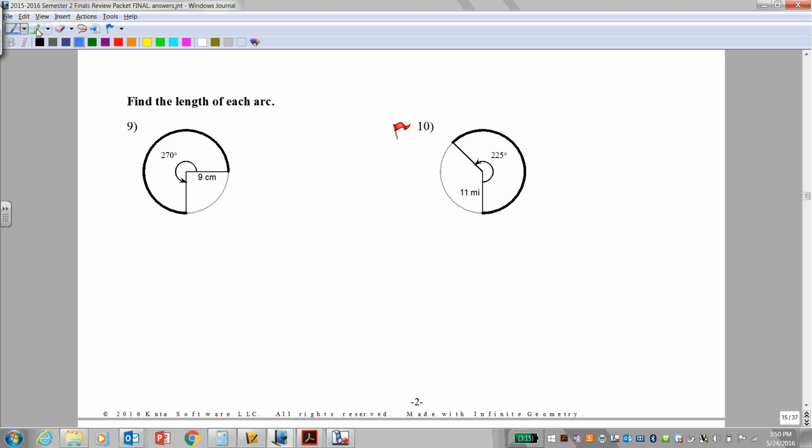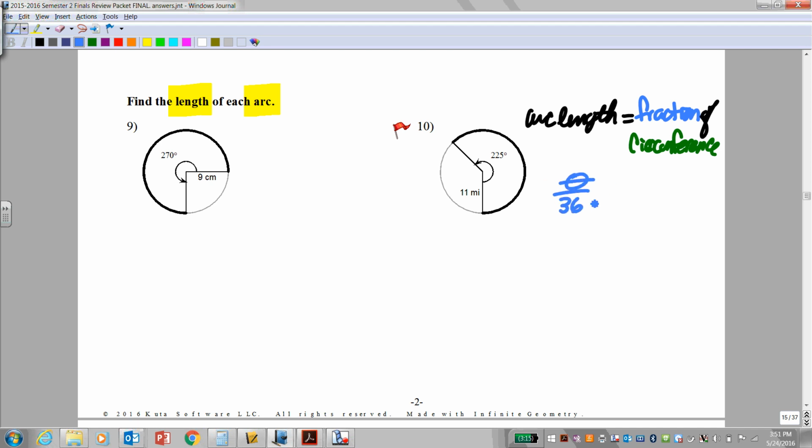Okay, it says find the length of the arc. And length of arc, let's write that out. We're going to write arc length. And that is simply a fraction of the circumference. Fraction of circumference. And remember, fraction is theta over 360 times d pi.